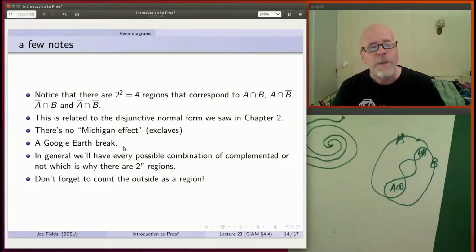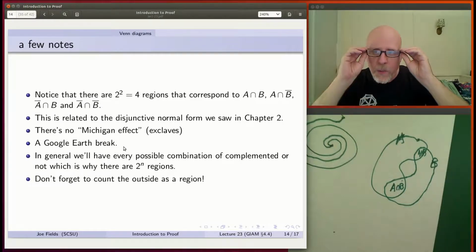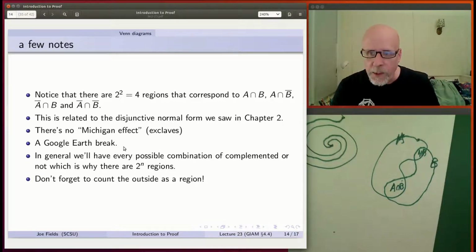Good point: you've got to remember that the outside is one of those regions. So if you're counting things up and you end up one short, it's likely that you just forgot the outside.